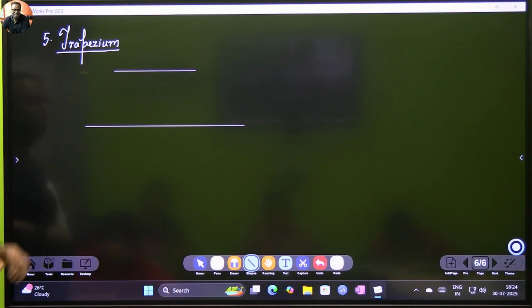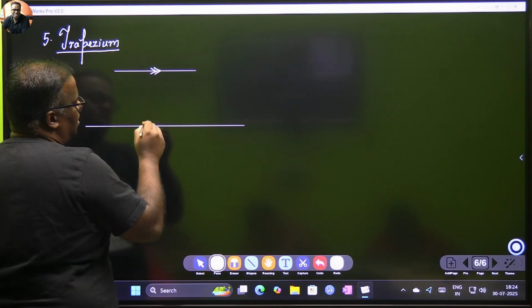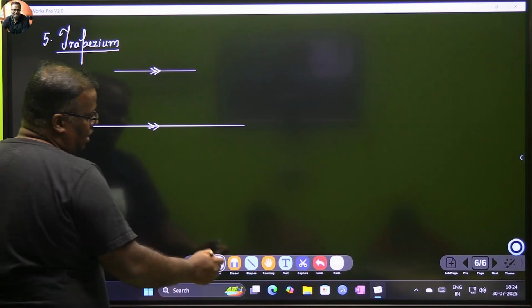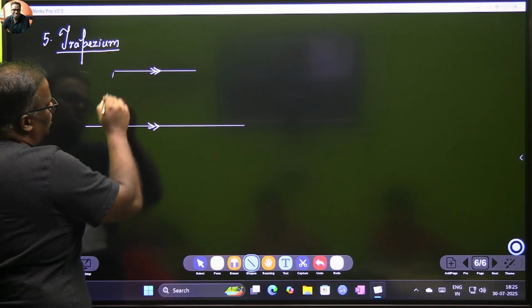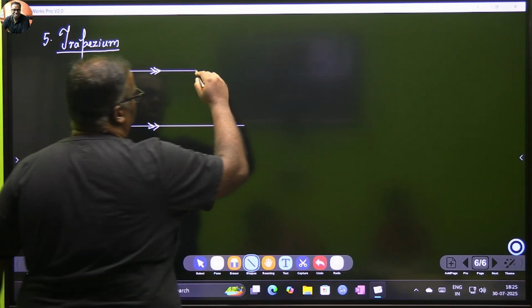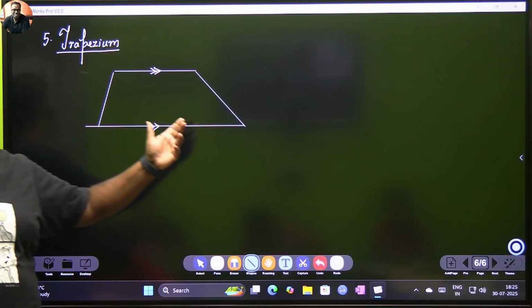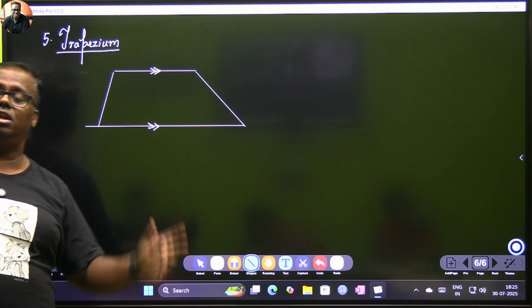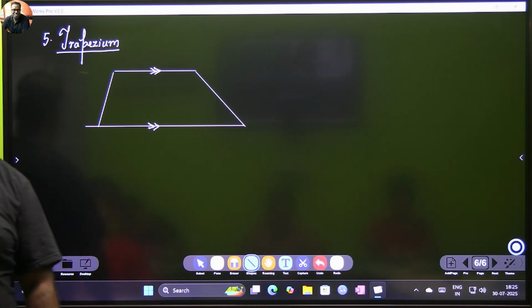They're just parallel, so the mark that I make here is this mark, and the other sides are coming almost equal to each other. I'm deliberately making it here, but they also need not be. So it's an irregular polygon in which one pair of opposite sides is parallel.